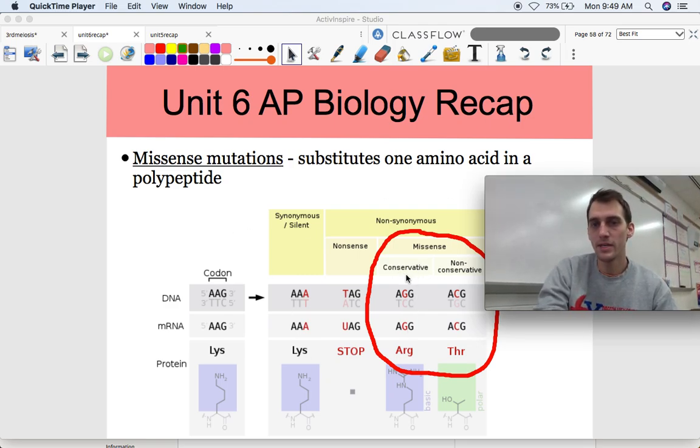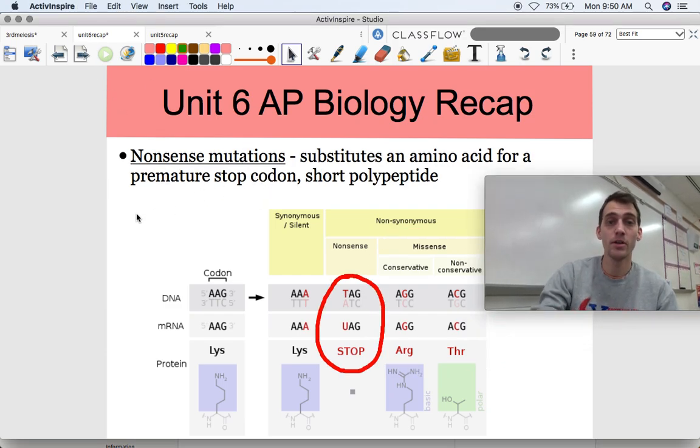We don't really have to know the difference between conservative and non-conservative missense mutations, right? But it's saying that a conservative missense mutation is going to produce an amino acid with the same properties as the original one, but a non-conservative one is going to produce one with different properties, right? So if it changes the amino acid from being non-polar to polar, that would be non-conservative, but you don't have to know that. And then the third type of point mutation is what's called a nonsense mutation.